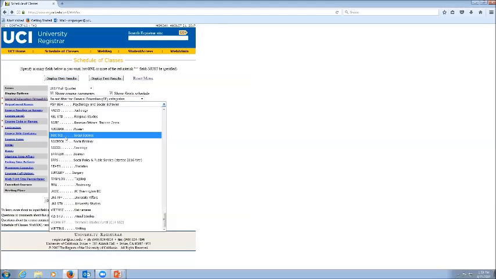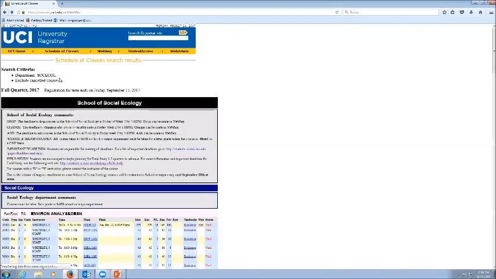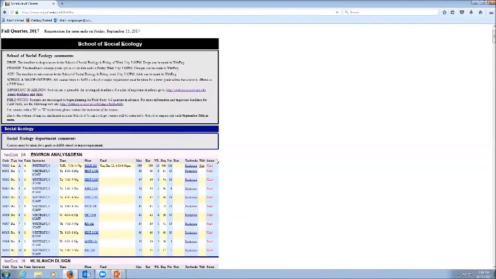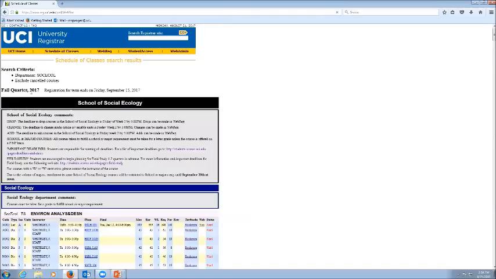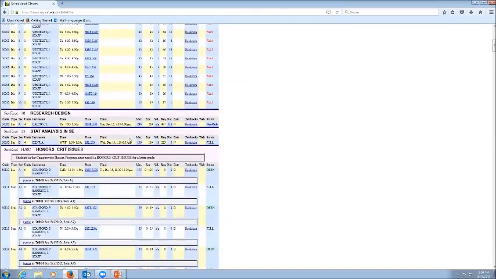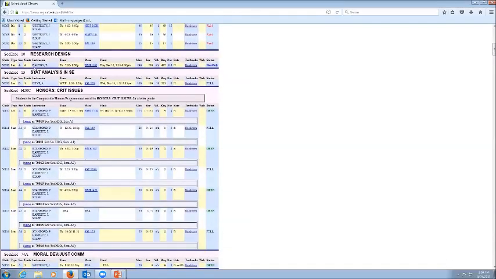Actually, excuse me, that is under SOC Ecol, social ecology. So let me launch that. And here are the classes that are offered for fall 2017 in the urban studies department. Some of them are lower division school requirements, okay? Remember, some of them are in different departments depending on the department.